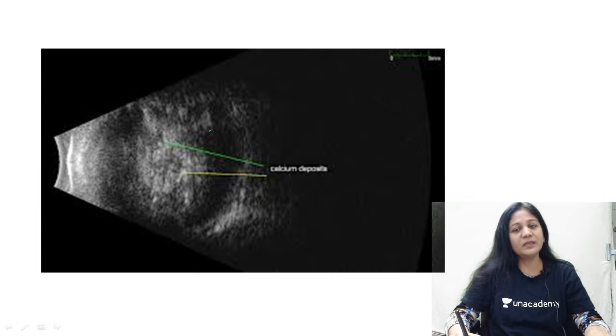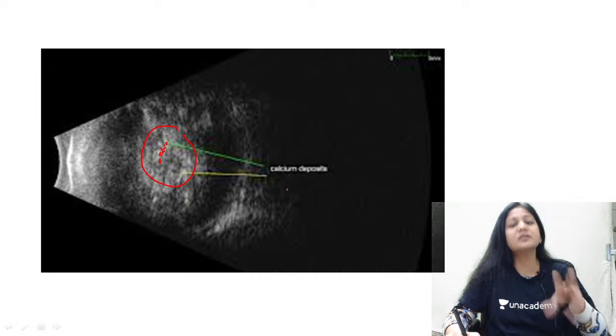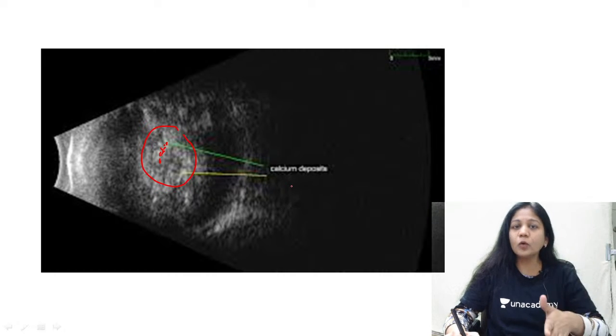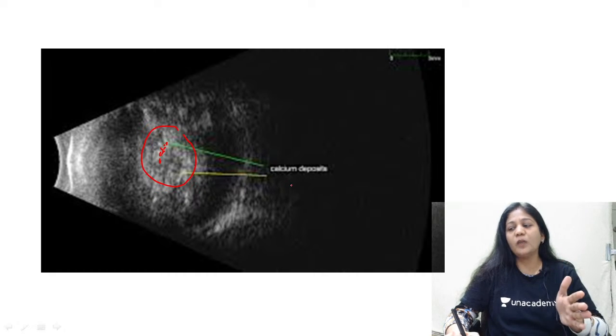So this is an ultrasound B scan picture where you have a mass here, isn't it? And you have some hyperintense region, that is signifying that there is a calcification. So this is definitely going with your retinoblastoma.